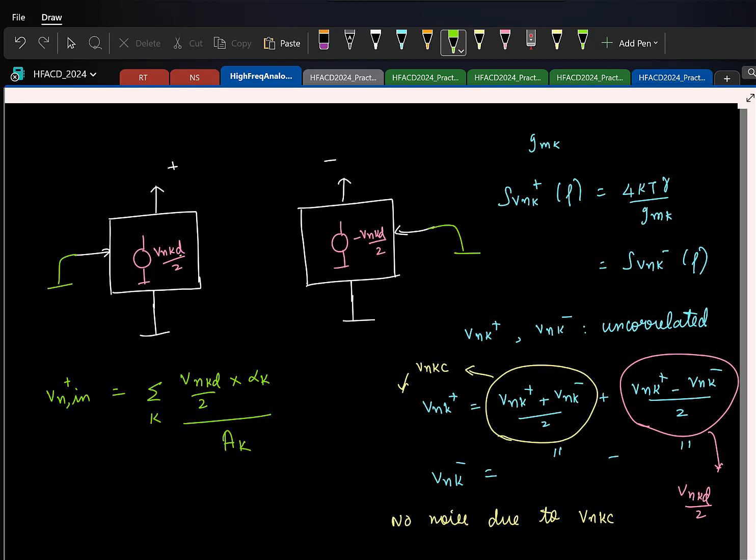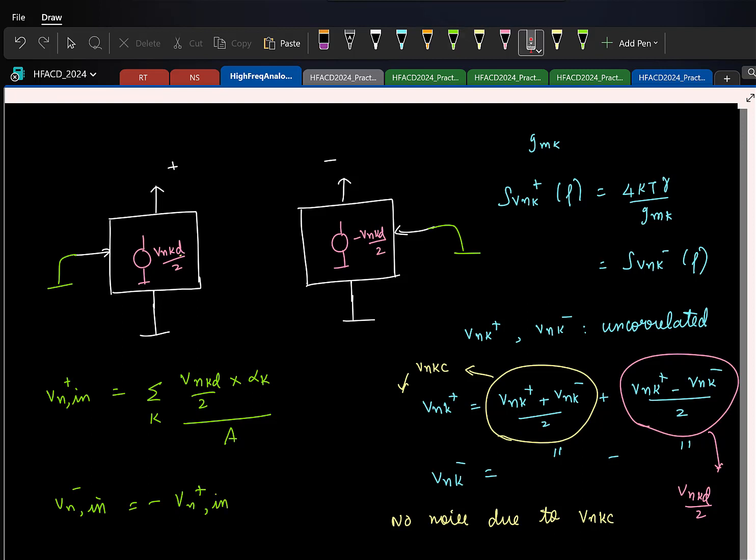Okay, this is what you'll do. Basically I'm finding how much of this appears at the output. I'm assuming that gain is some alpha k, and then you refer it back to the input, and that gain I'm assuming to be some a k. So we'll find this. Similarly, if I find the input referred noise for the other half circuit, what do you think that will be? It will be the minus of that, right? So Vn minus in will be the negative of Vn plus in.